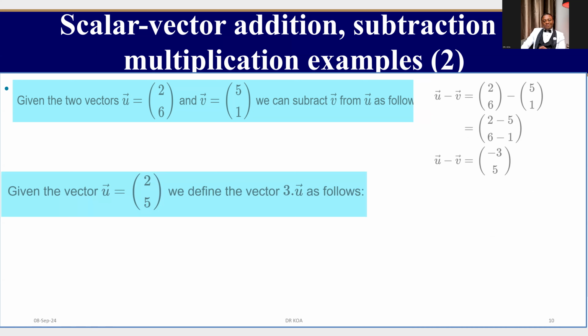So you have a vector of 2, 5, and then we have a 3 times the vector. Now that 3 is called a scalar. We'll come back to it. Maybe I should have told you that before, but the 3 is multiplying the vector u. In that case, the 3 has to multiply the top value, then the same 3 multiplies the down value. So what would be the solution to this vector multiplication? What will be the solution, Sophia?